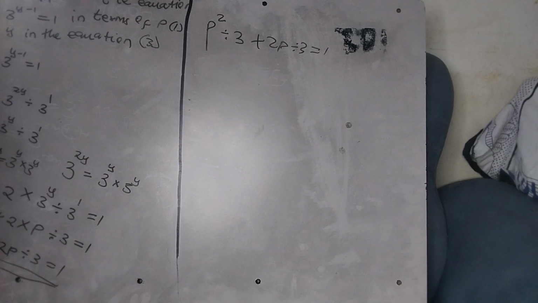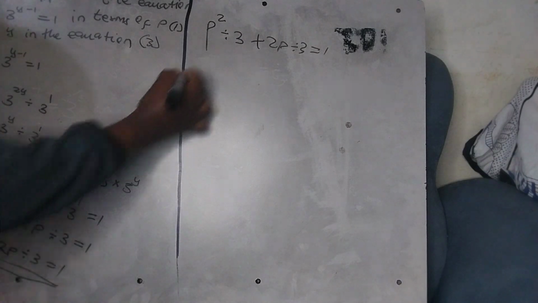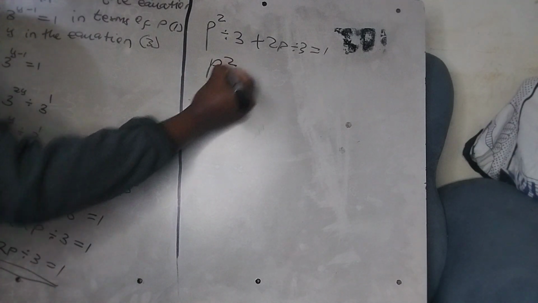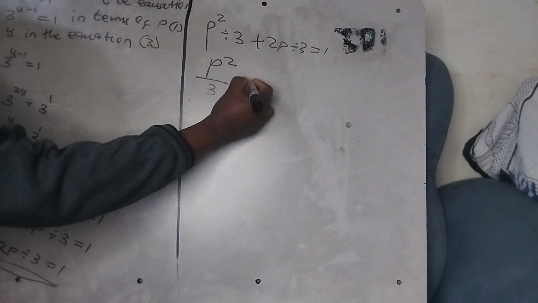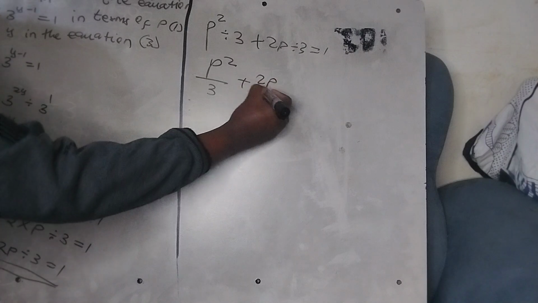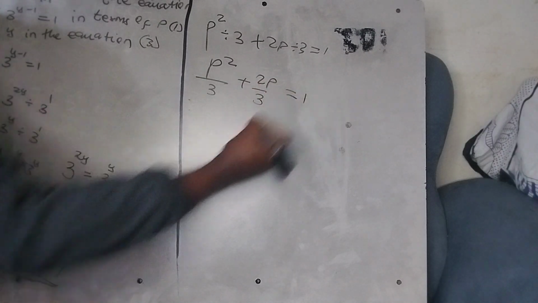When you find such kind of a question, don't panic. Remember, we used P to express a 3 to power something. Now, always put the division to appear as a denominator. We know division can be written as over. So this is the same as P squared divided by 3. We can decide to put it like this. Plus 2P divided by 3 is equals to 1.